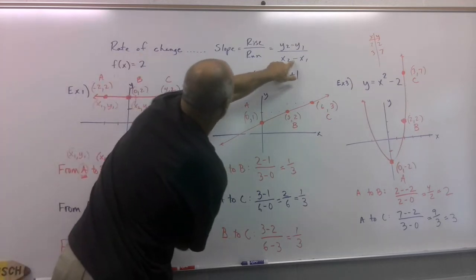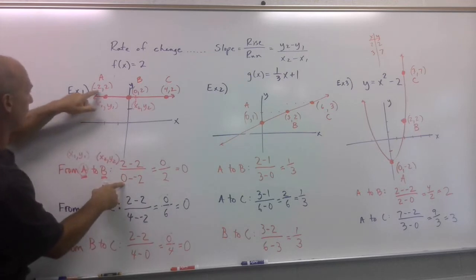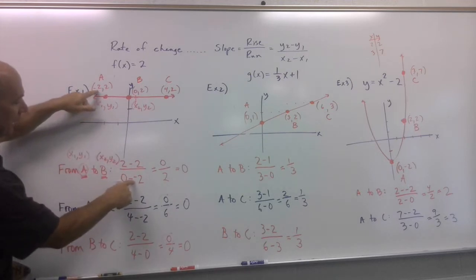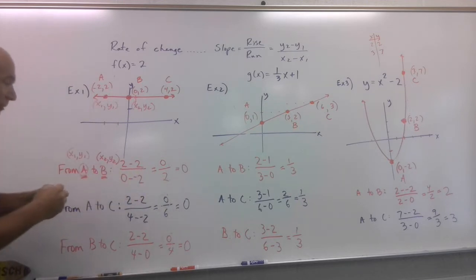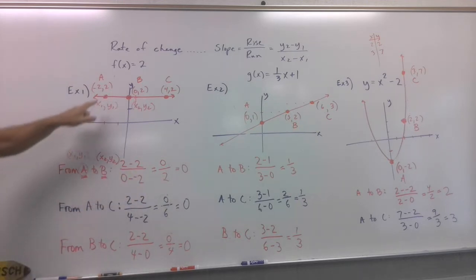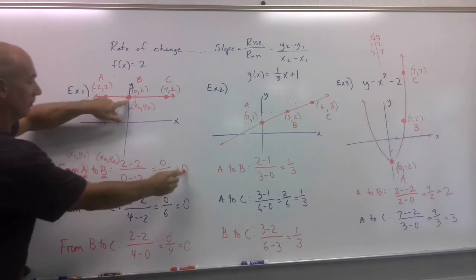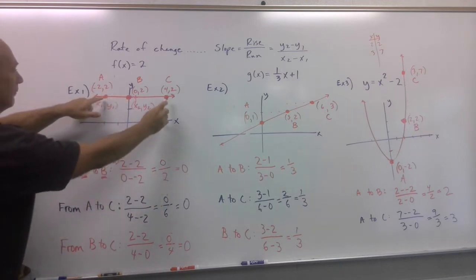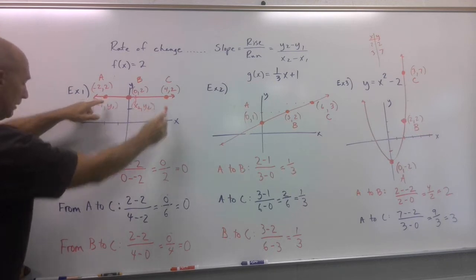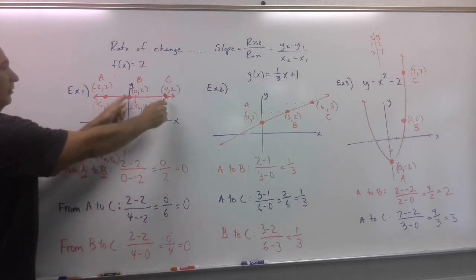minus x sub 1, which is negative 2. You got to look out for those double negatives. That's 0 plus 2. That's why it's a positive 2. So basically, I did the slope formula from point A to B, 0 slope. From A to C, 0 slope. From B to C, 0 slope.